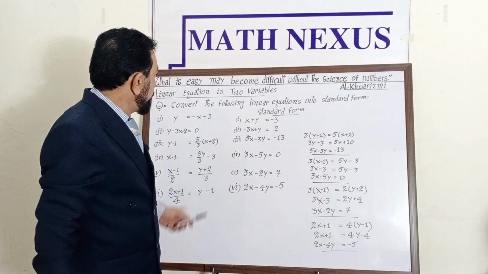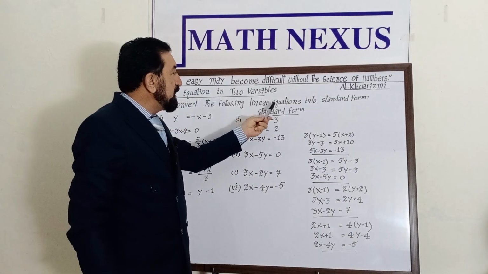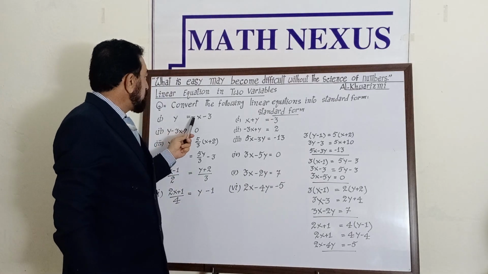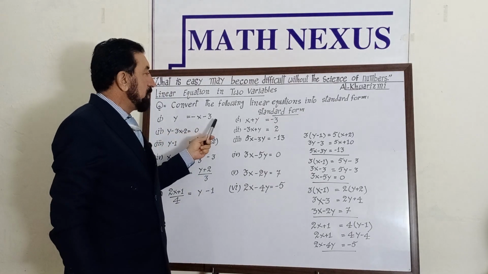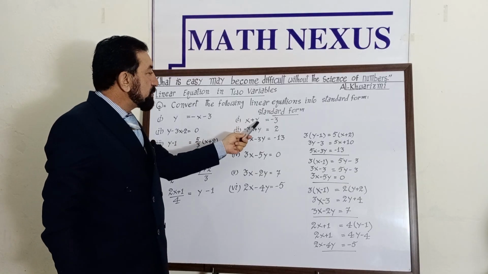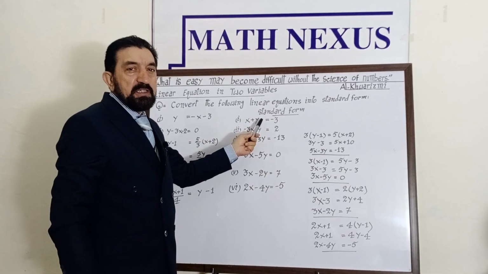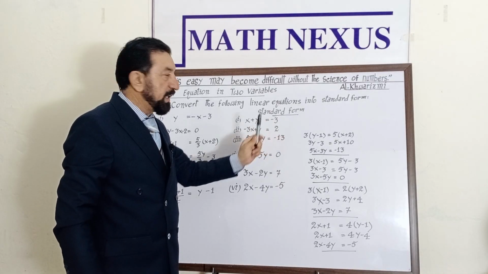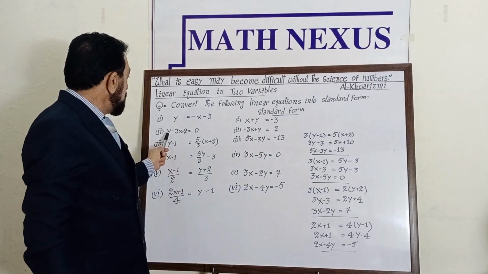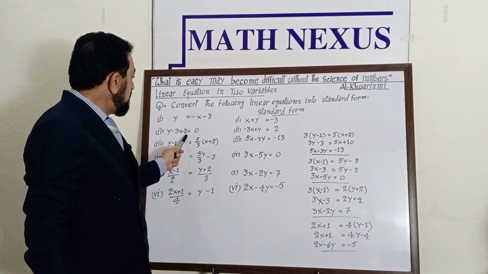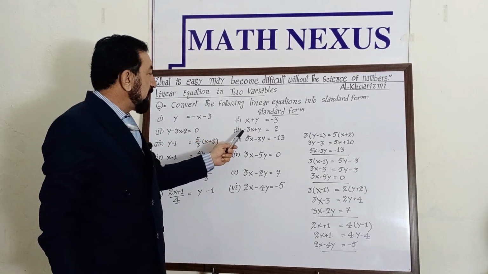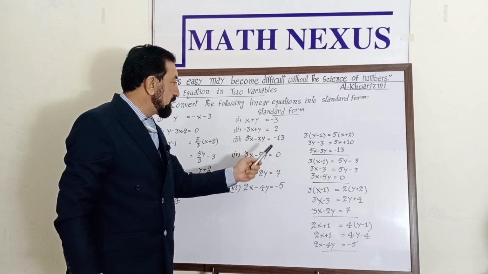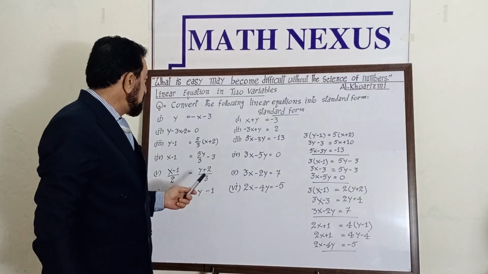Look at the question. Convert the following linear equations into standard form. Question number 1. y equals minus x minus 3. We can write x plus y equals minus 3. This is the standard form of a linear equation in two variables x and y. Question number 2. y minus 3x minus 2 equals 0. We can write minus 3x plus y equals 2. This is a linear equation with two variables.